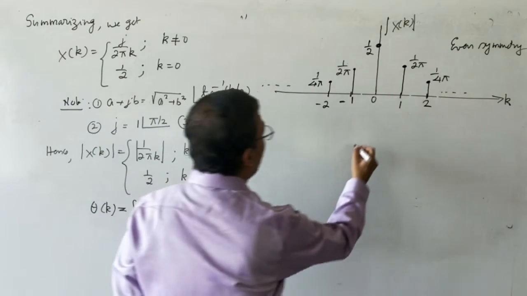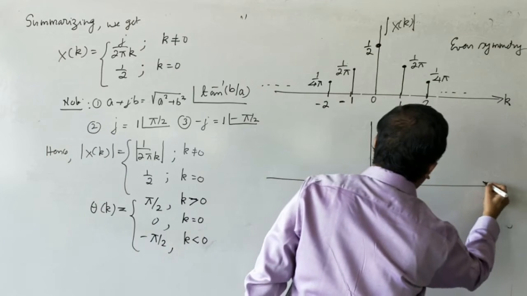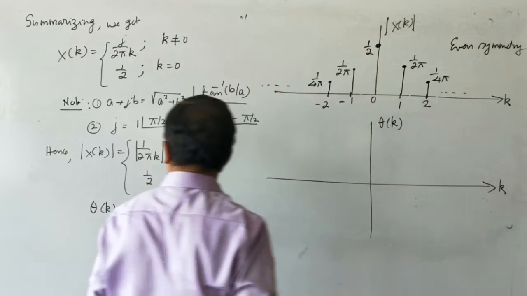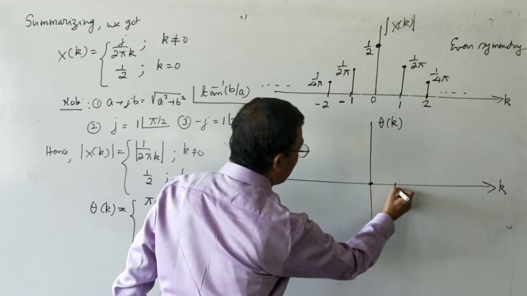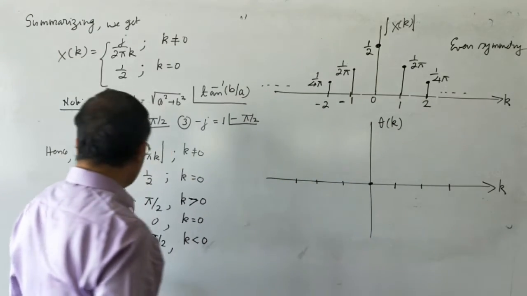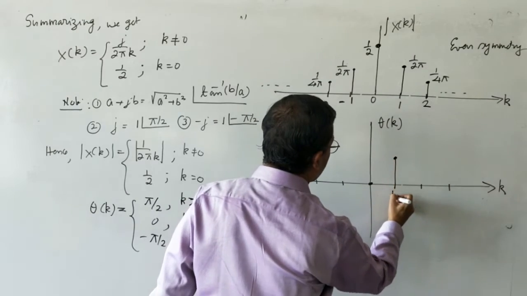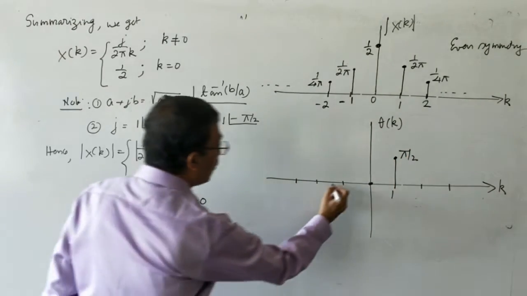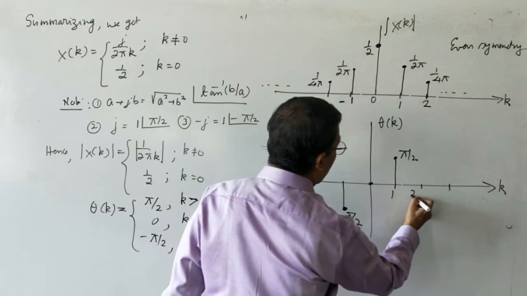Next I am going to draw the phase spectrum. This must exhibit odd symmetry. X-axis is K, Y-axis is theta of K. When K is 0, what is the angle? 0. This is K 1, 2, 3, minus 1, minus 2, minus 3. When K is 1, what is the angle? Angle is pi by 2. When K is minus 1, what is the angle? Minus pi by 2.